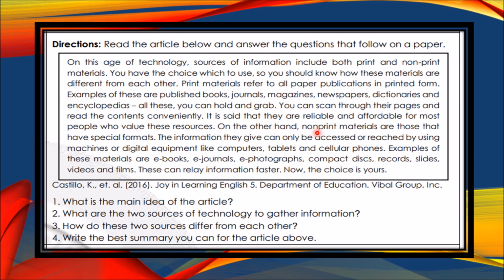On the other hand, non-print materials are those that have special formats. The information they give can only be accessed by using machines or digital equipment like computers, tablets, and cellular phones. Examples of these materials are e-books, e-journals, e-photographs, compact discs, records, slides, videos, and films. This can relay information faster. Now the choice is yours. So here, these are the questions.